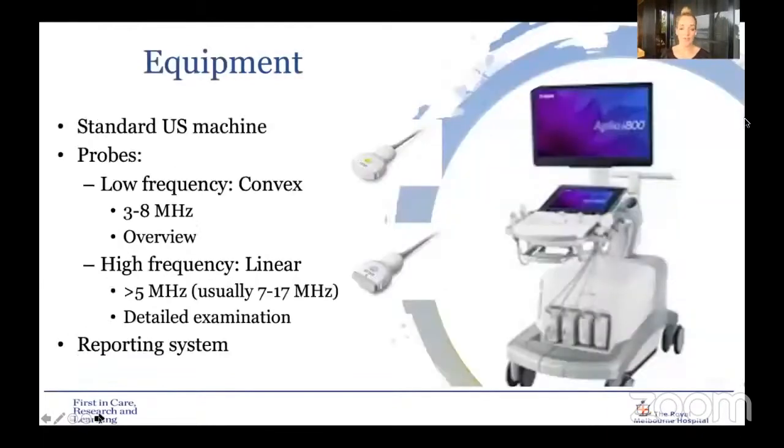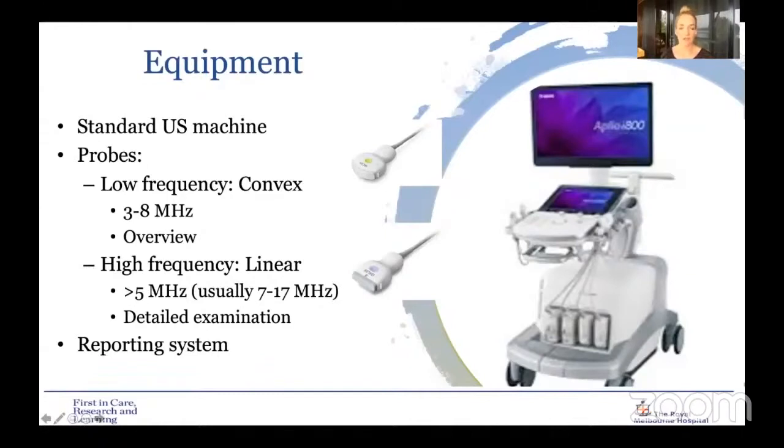So what is the equipment that you need? Well, basically any ultrasound machine will do. Obviously, the higher quality machine you have, the better images you are going to get. But even in some of our clinics in Australia, we use just a portable machine. It's more difficult to identify some of the complications in the bowel wall, but anything will do.